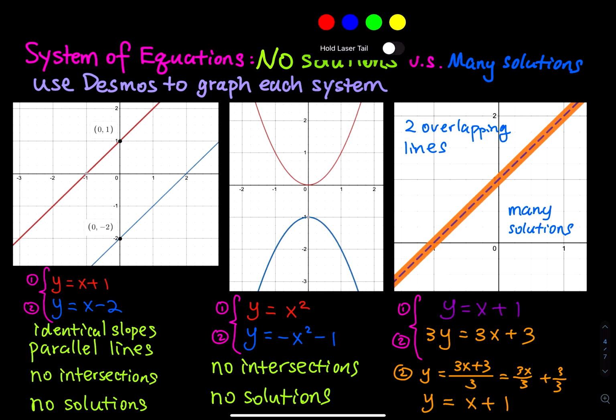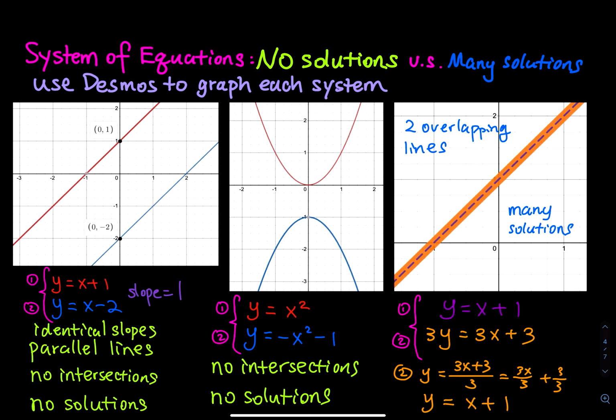The first system: the first equation is y equals x plus 1, and the second equation in blue is y equals x minus 2. Here is the graph. The first equation and the second equation have the same slope. So what is the slope? The slope is equal to 1. So when two straight lines have the same slope, what does that mean? That means these two lines are parallel.